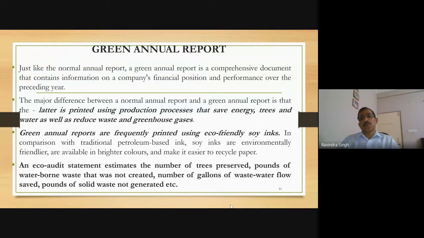An eco audit statement, this is the most important point, from here I will divert somewhere. An eco audit statement estimates the number of trees preserved, pounds of water-borne waste that was not created, number of gallons of wastewater flow saved, pounds of solid waste not generated. That is, an eco audit statement gives these documents, this information.